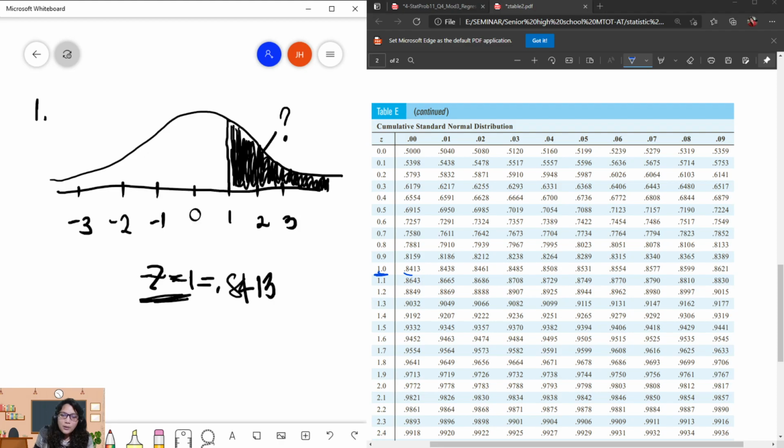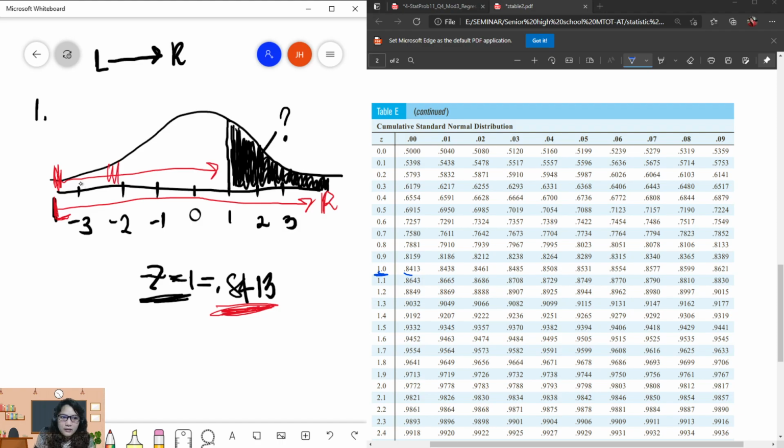Remember that we are looking at this region, and I told you the area is from left to right. Let's use red. So it is from left to right. Therefore, if I graph this 0.8413, it is from left to right. This is the area of 0.8413, because it is from left to right.